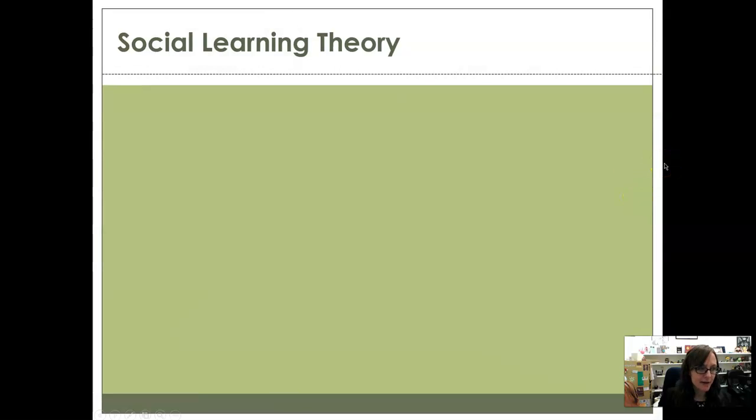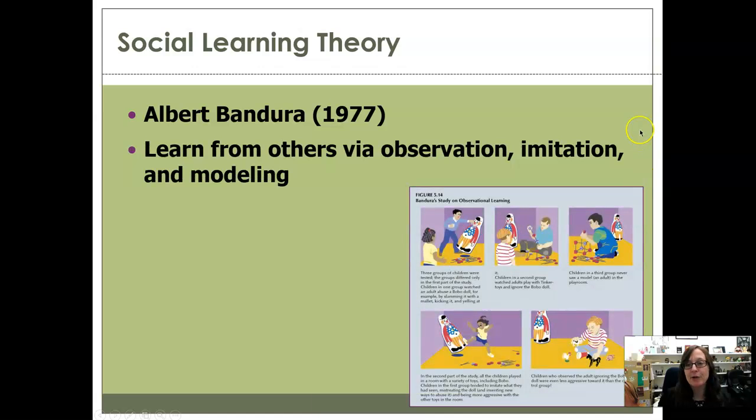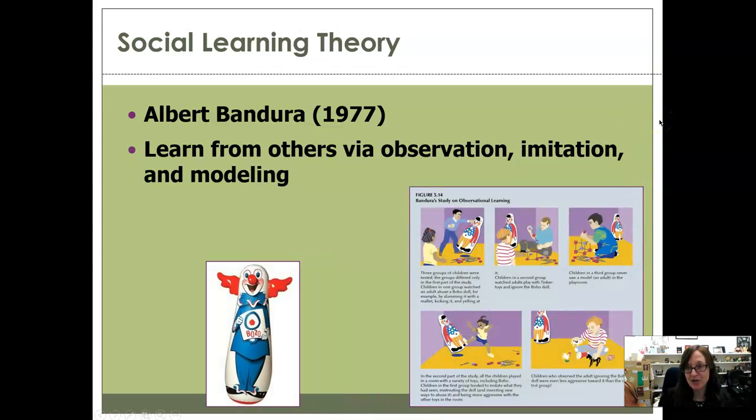So then social learning theory, this was Bandura, and this was the idea that we learned from others through observation, imitation, and modeling. So this is sort of a breakdown of Bandura's study. Essentially what he did is he had 3 groups of kids. One group, the first group, watched an adult beat up a little Bobo doll, which is kind of like what this thing is. It's those things that you hit and they're full of air and they come back up at you. So they had one group of kids that watched an adult beat up the Bobo doll.